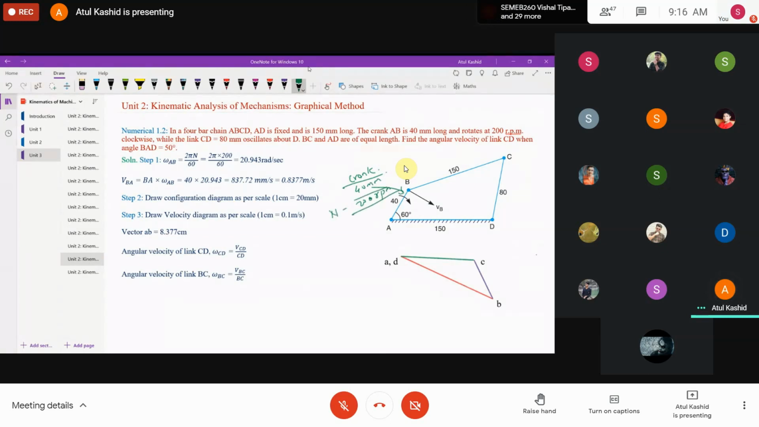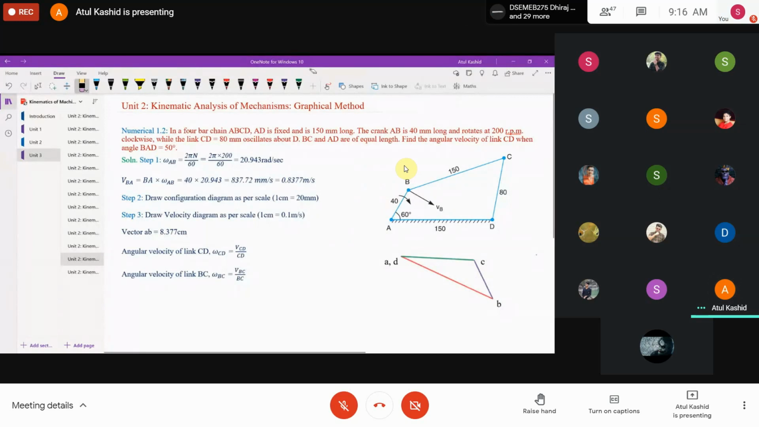So this is N, we'll denote this as N, right? And the length of the crank AB is 40, right? So from this N, we can calculate omega for that link AB, right? Which is 2 pi N upon 60, right? So this is the first thing you need to keep in mind. We have to find the input link, right?